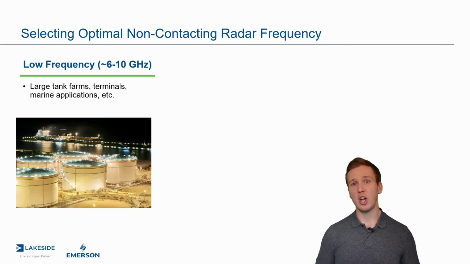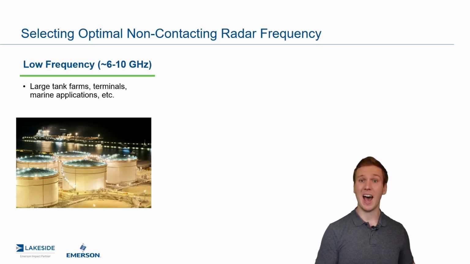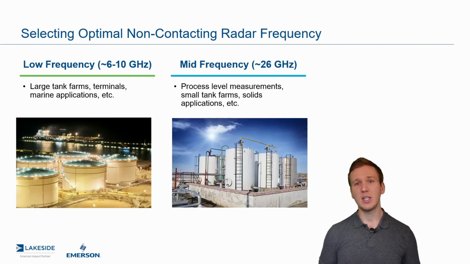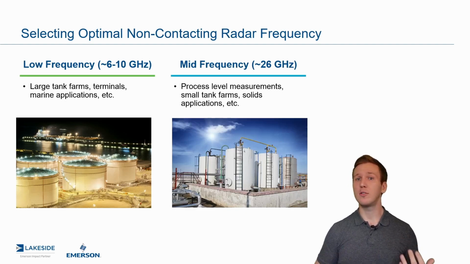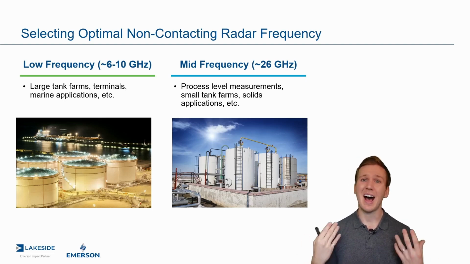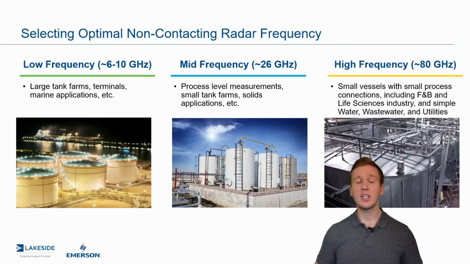Low frequency in general we see as being very good in large tank farms, terminals. These applications have a lot of vapors, but they're also much bigger vessels, so a wider beam width isn't as big of a deal. Mid-frequency radars are going to be used in a large variety of applications. So anything from smaller tank farms, solids applications, things with agitator blades, high turbulence. And then high-frequency radars are great in vessels that are really small, small connections, a lot of food and beverage, life science, water, wastewater industries. It works really well here.